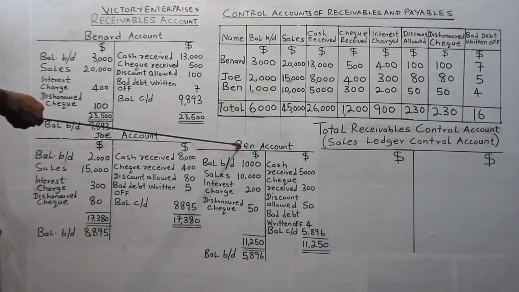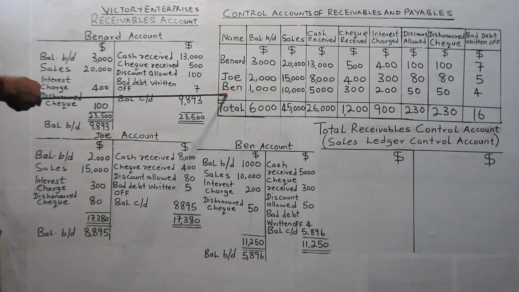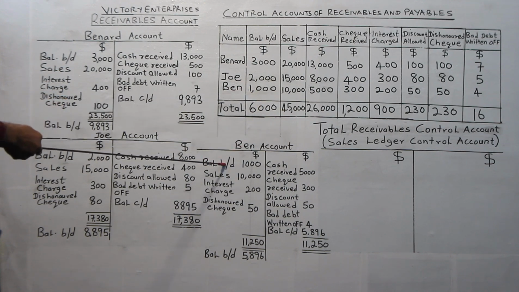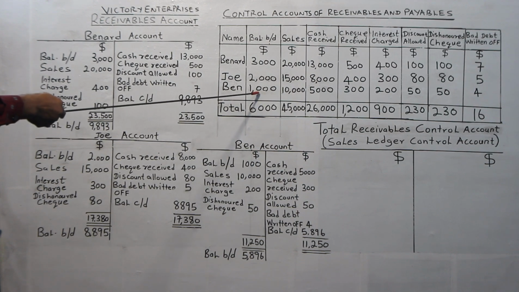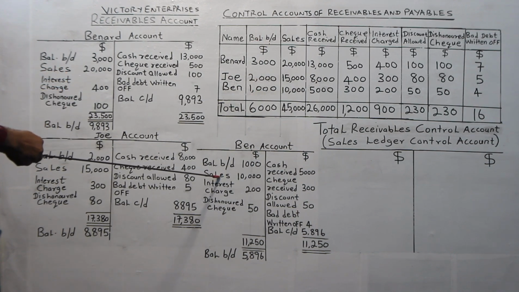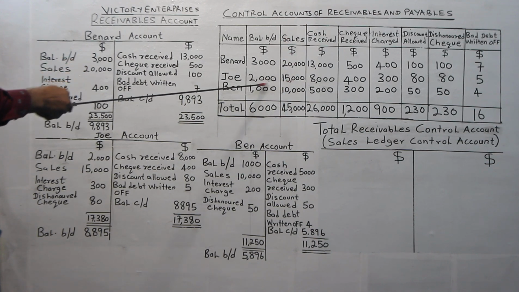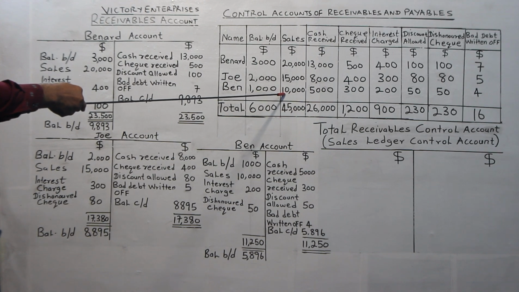Looking at Ben's account, we have Ben in the table. The balance brought down for Ben is $1,000. You can see it under the balance brought down of 1,000. We have sales for Ben 10,000. You can see under sales, Ben has 10,000.